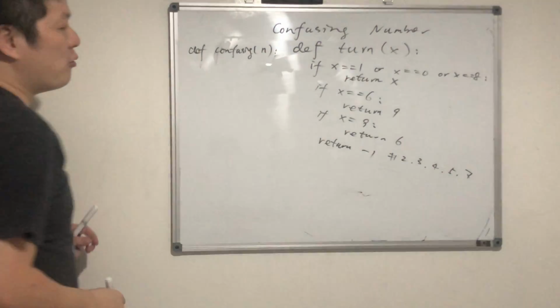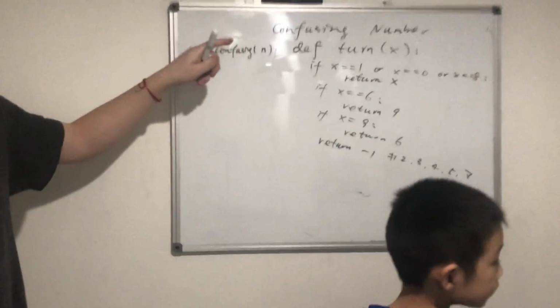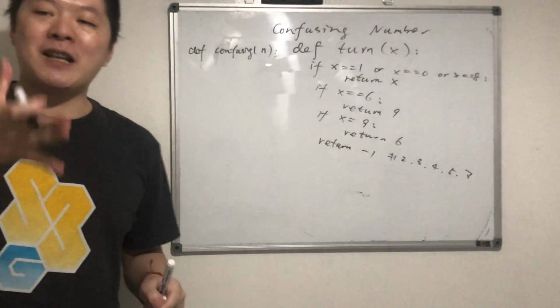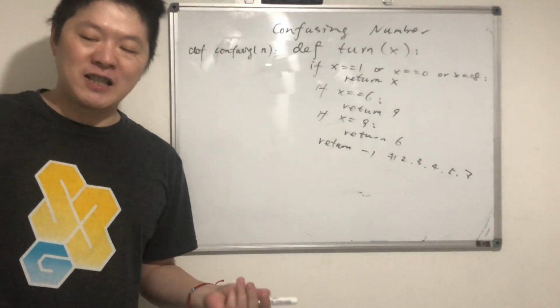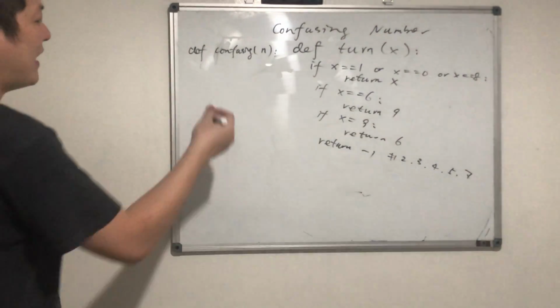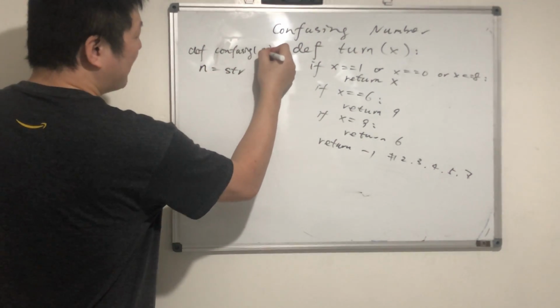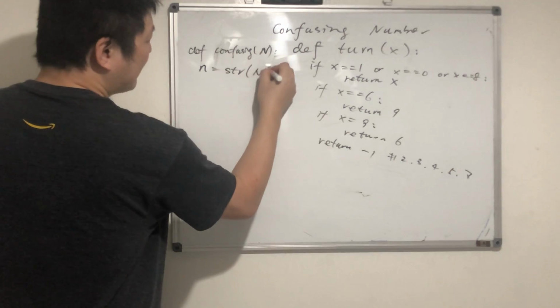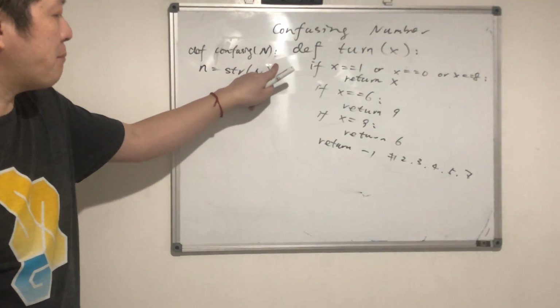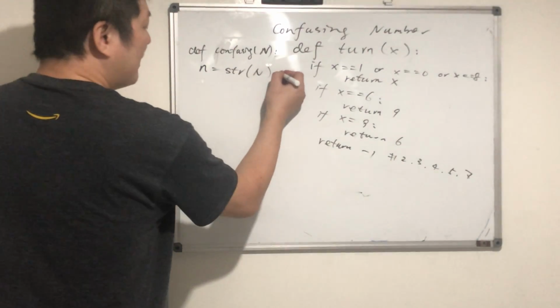Okay, so what we need is to convert the number into a string to be able to extract each digit. Alternatively, we can divide it by 10 and get the remainder. Okay, so let's do this. Let's do n equals str(n), so now we turn this number into a string. str means string, they're the same.